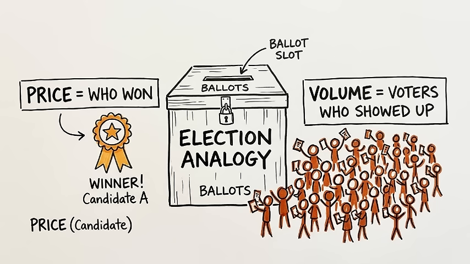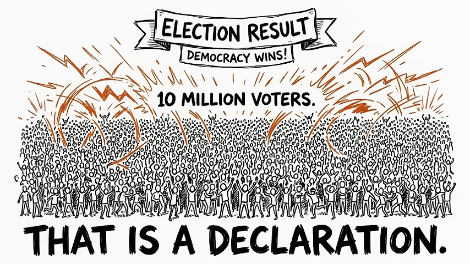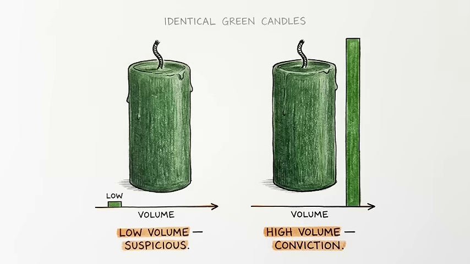Think of it like an election. Price is the result, who won, but volume is the number of voters who showed up. If 10 people voted, does the result actually mean anything? But if 10 million people voted, that is a declaration. That is real. Same with the market. A big green candle on low volume is suspicious. A big green candle on high volume is conviction.